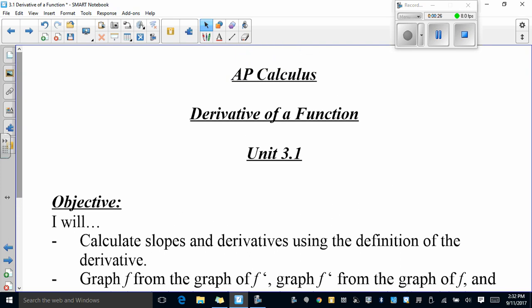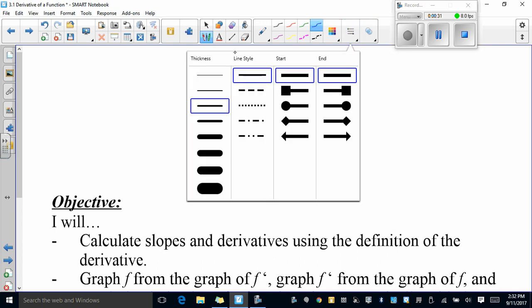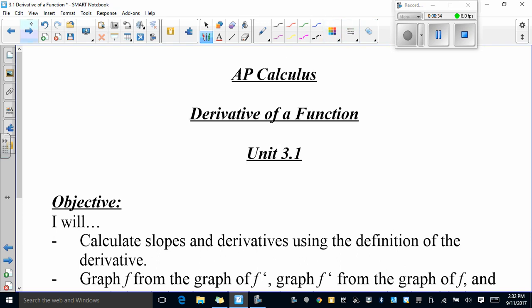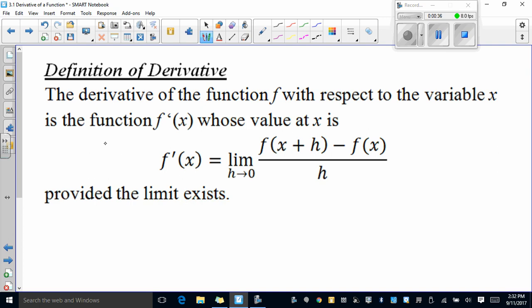All right. So the definition of a derivative: the derivative of the function f with respect to the variable x is a function f prime of x, whose value at x is f prime of x equals the limit as h approaches 0 of f of x plus h minus f of x, all over h, provided the limit exists. Now, in the last chapter, we did this with a, so we were finding the derivative at a particular value. This is going to give us the function of the derivative, or the equation for the derivative, that will give us the derivative at any point, not just any one point.